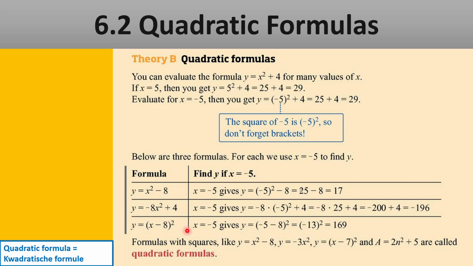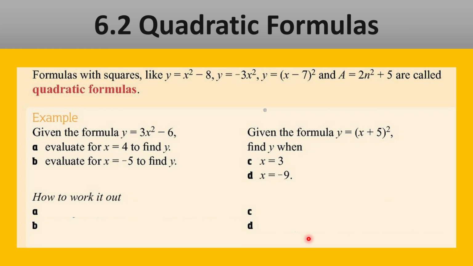And the last one, if I have it inside of brackets, don't you worry, nothing changes, the same thing happens. Fill in that number right here. Minus 5 minus 8 squared. Now first calculate what's inside of brackets. Minus 5 minus 8, that's minus 13. And square it to find 169.